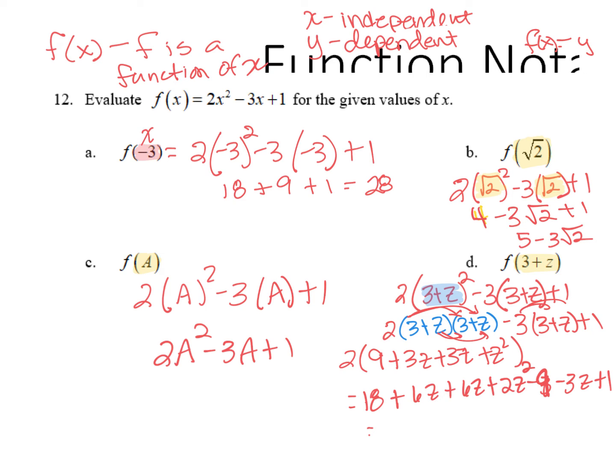So I've got z squared. So I'm going to do 2z squared. Then I can see that I've got a 6z plus 6z minus 3z. So 6 plus 6 is 12. 12 minus 3 is 9. So this is going to be plus 9z. And then I'm going to have 18 minus 9 plus 1. 18 minus 9 is 9, plus 1 is 10. So that last term would be plus 10.